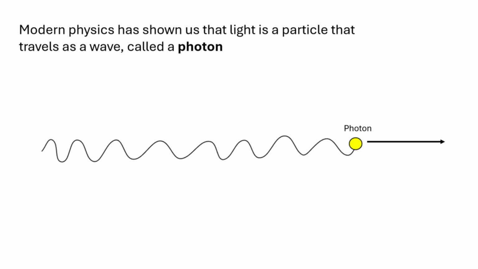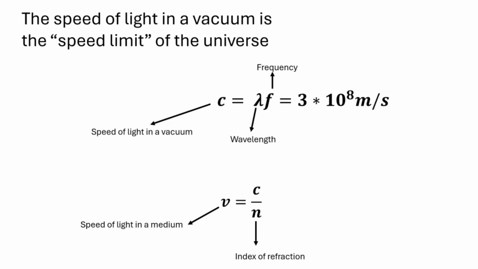Modern physics has shown us that light is actually a particle that behaves like a wave, and this particle of light is called a photon. So think of light, or radiation, as a small, massless particle that oscillates like a wave.